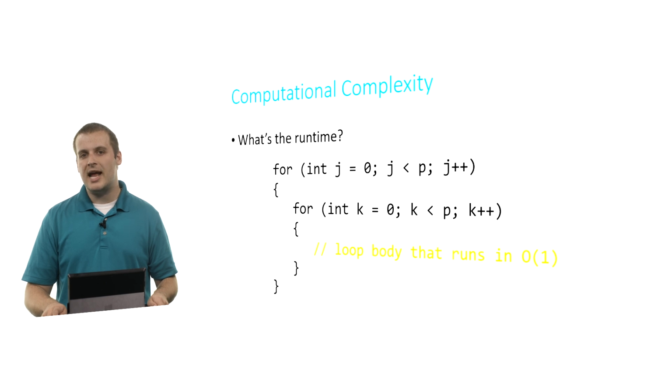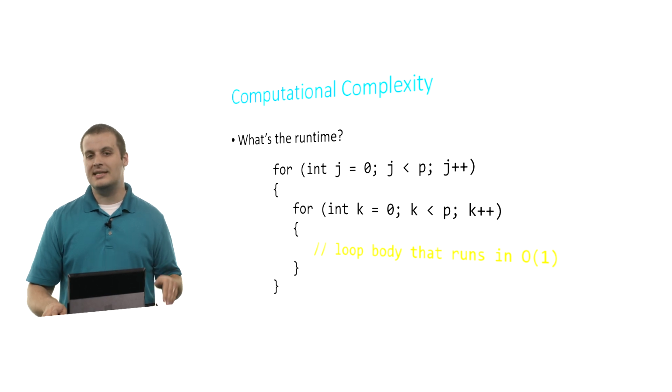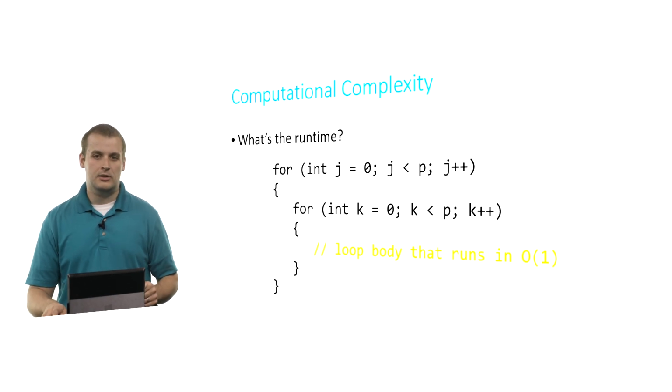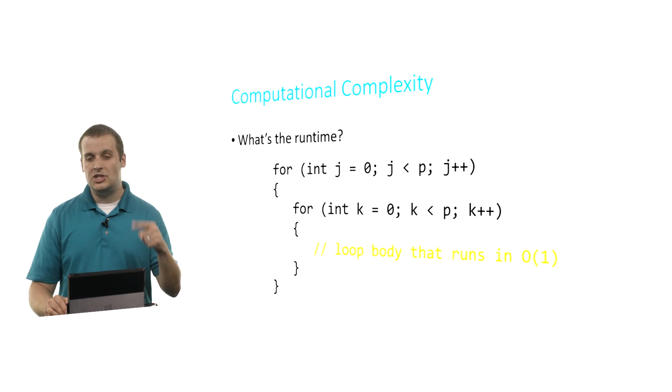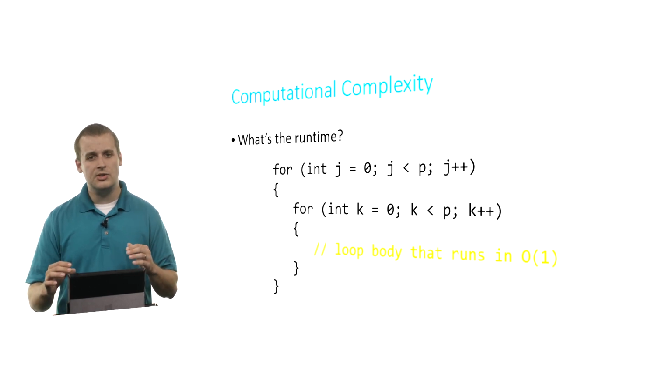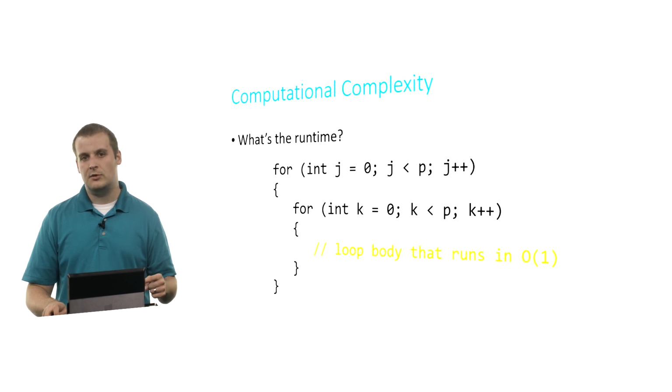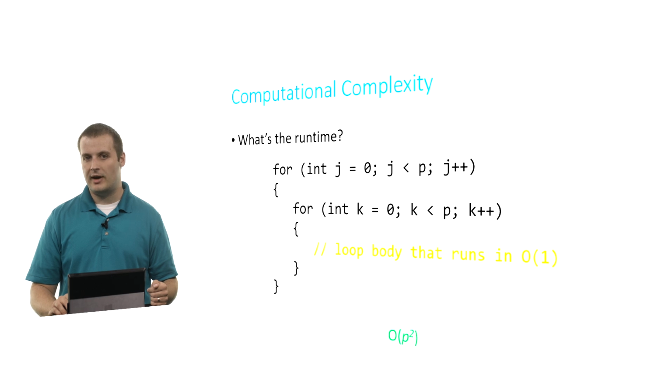How about another one? This time we have a loop inside of a loop. We have an outer loop that runs from 0 to p, and we have an inner loop that runs from 0 to p. And inside of that, I state that the body of the loop runs in constant time. So what's the worst case runtime of this particular snippet of code? Well, again, we have an outer loop that runs p times. And each iteration of that loop, we have an inner loop that also runs p times. And then inside of that, there's the constant time snippet. So if we have an outer loop that runs p times, inside of which is an inner loop that runs p times, what is the worst case runtime of this snippet of code? Did you guess big O of p squared?